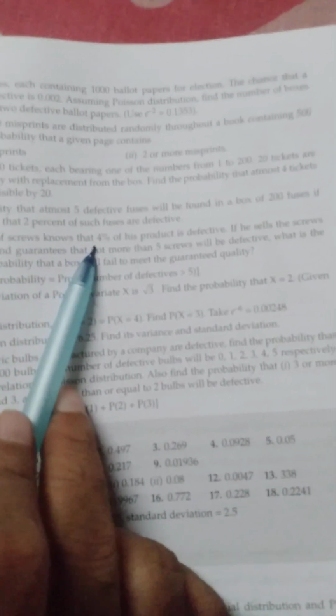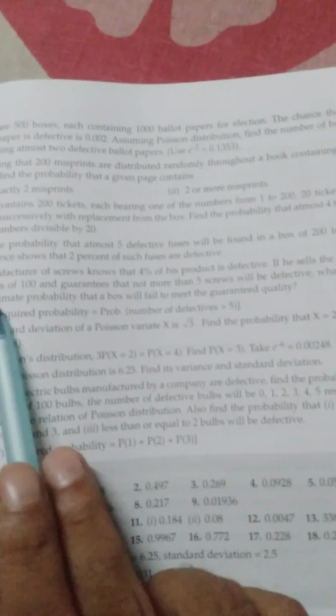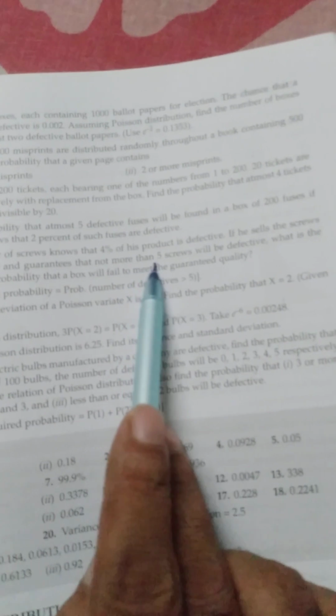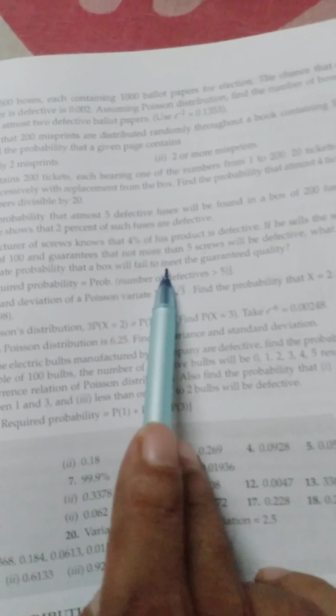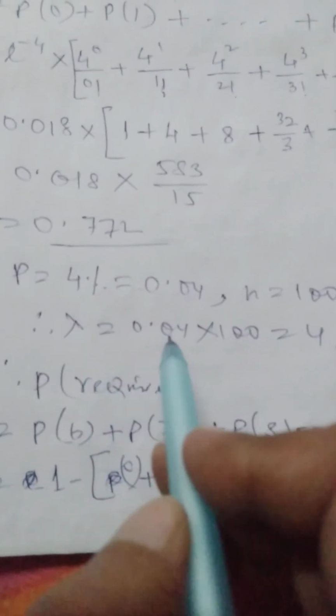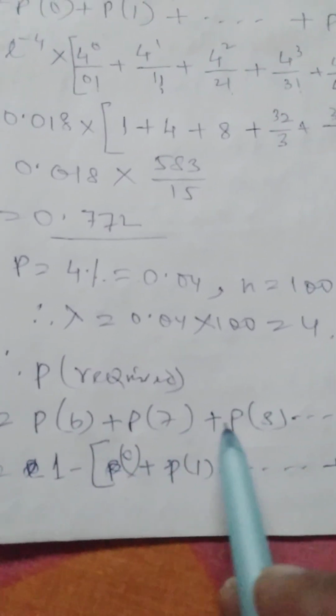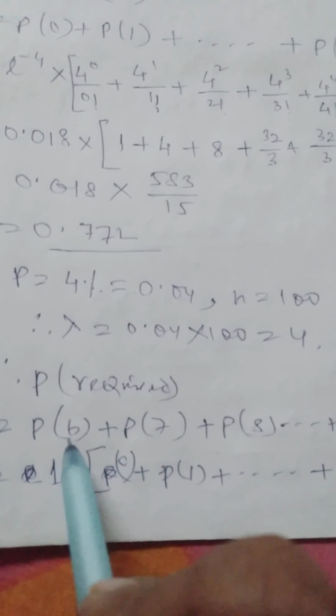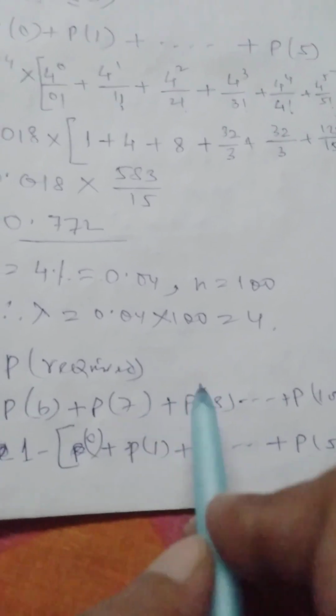Now question number 17. The manufacturer of screws knows that 4% of the product is defective. If he sells the screws in boxes of 100 and guarantees that not more than 5 screws will be defective, what is the approximate probability that the box will fail to meet the guaranteed quality? So P equals 4%, which is 0.04, N equals 100, lambda is equal to 0.04 into 100 equals 4. So P required is P6 plus P7 plus P8, because up to P5 is guaranteed, so more than 5 will be considered wrong.